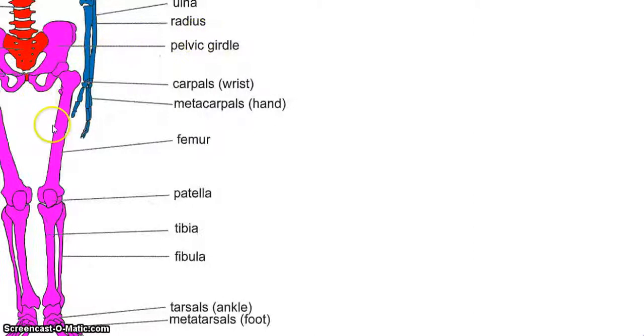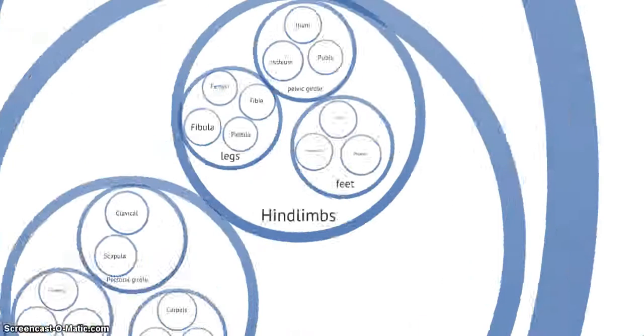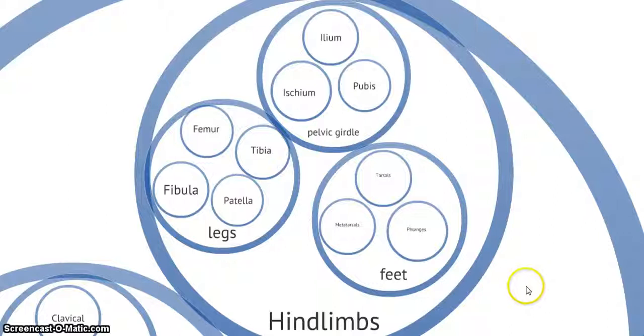Moving on to the hind limb, the legs, we have the pelvic girdle connecting to the axial skeleton. We have the femur bone, which is the thigh bone. We have the patella, knee cap, and the tibia, the fibula, the tarsals, and the metatarsals. So fitting this into our Euler diagram, you can see we have firstly the pelvic girdle, the legs and the feet, all part of this larger group, the hind limbs.